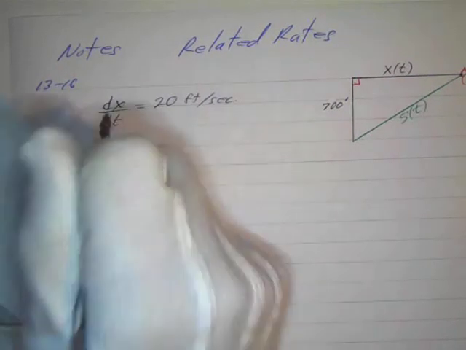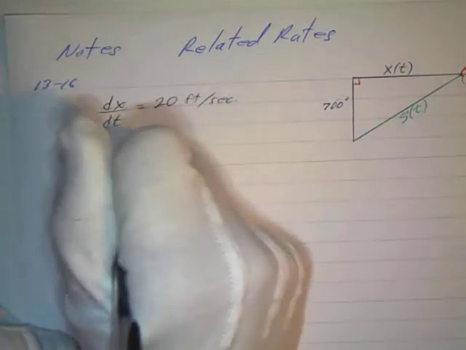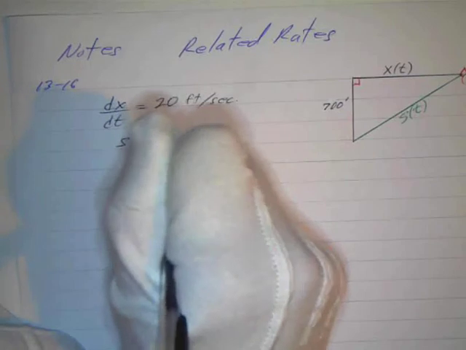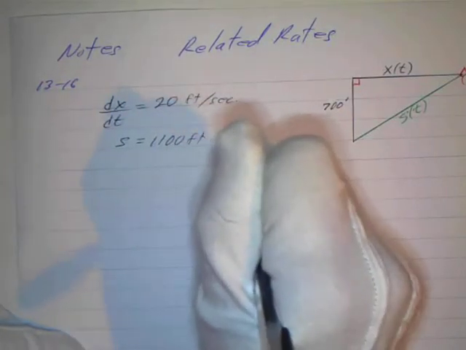And how fast must he let the string out? So we're looking for ds/dt when the kite is 1,100 feet away from him, so when s is 1,100 feet. We're looking for ds/dt.